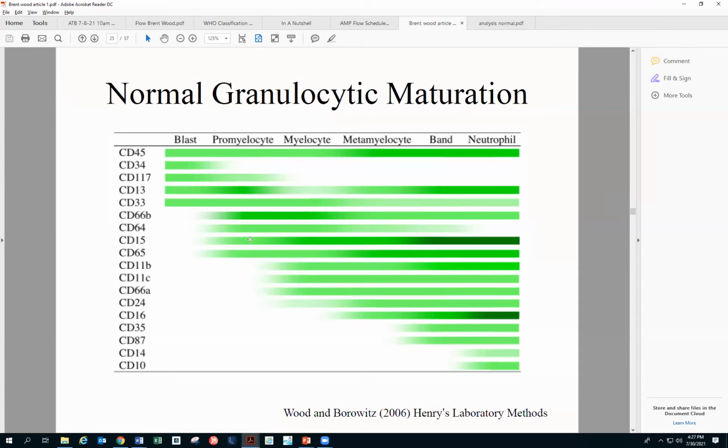One more thing is CD16 is also one of the GPI-linked markers. So in PNH cases, it'll be helpful: if you don't suspect it, but still you see in your gated myeloid tube that CD16 is lost, it could be because of PNH. So that's something you can think about.